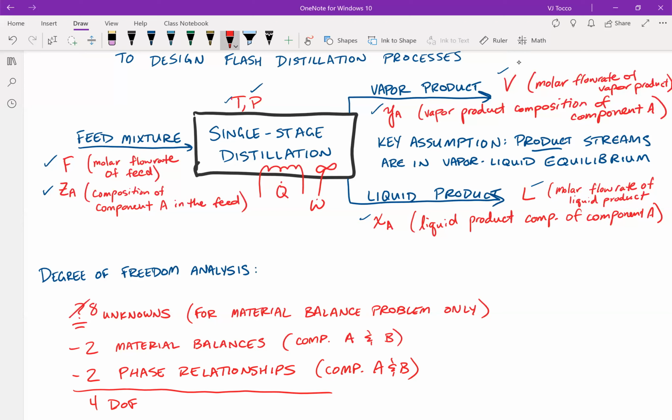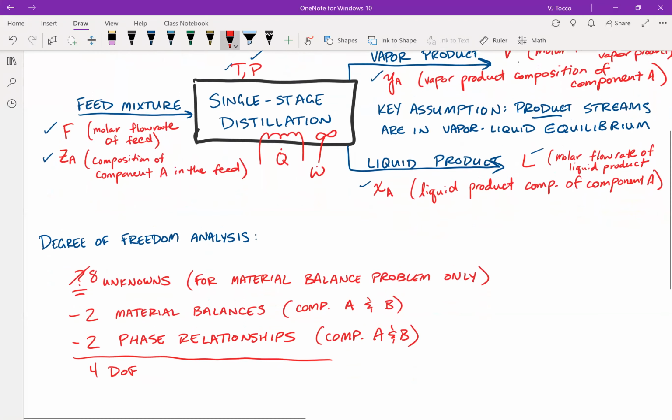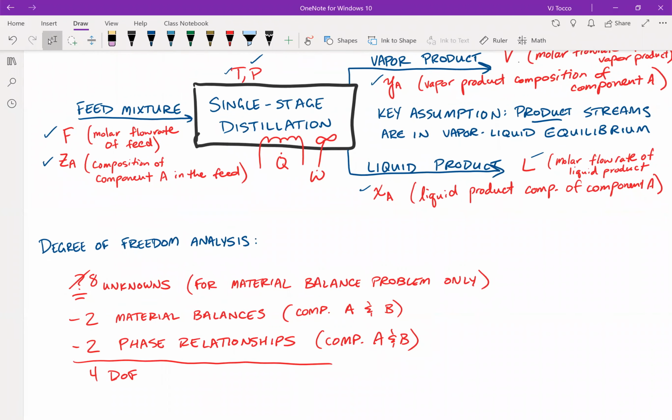So what are my options for things that I can set in order to solve for the other 4? Well, typically, if we're doing a separation, we at least know what the feed mixture is and how much of it we have. So typically, for separation processes, we're always going to assume that the feed is known. So typically, F and Z are known. So that reduces my number of degrees of freedom to 2. So I have to specify 2 things.